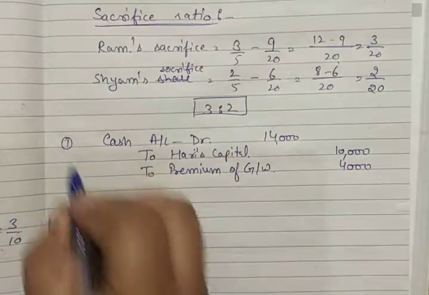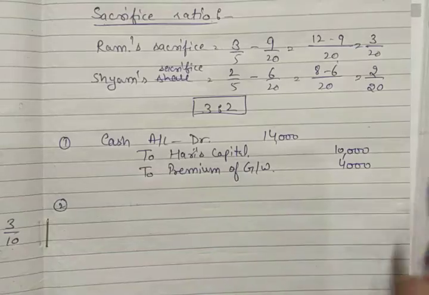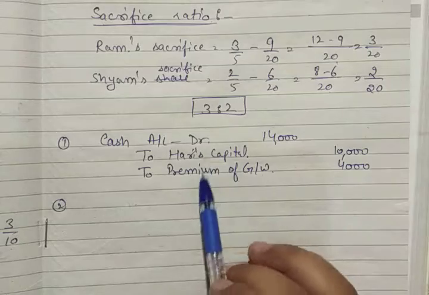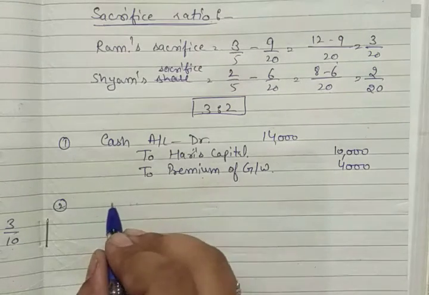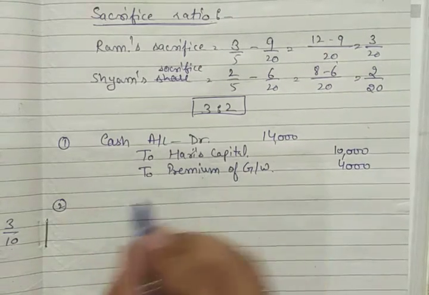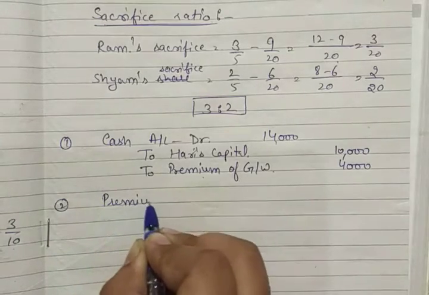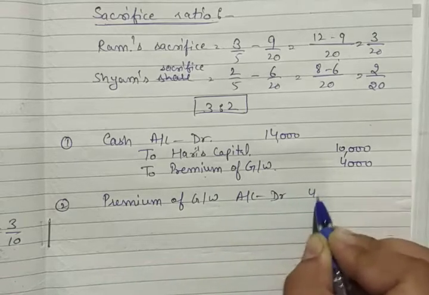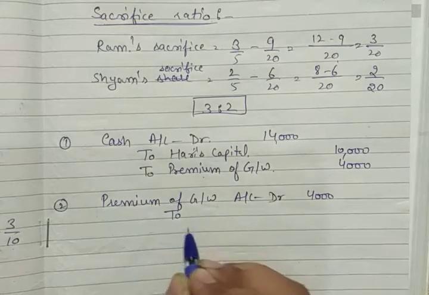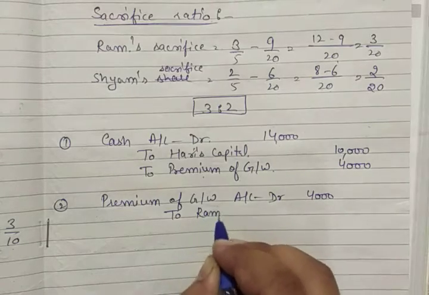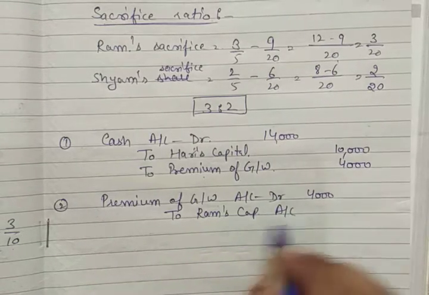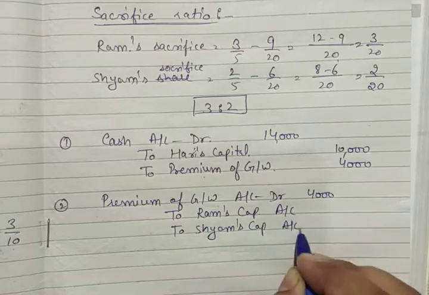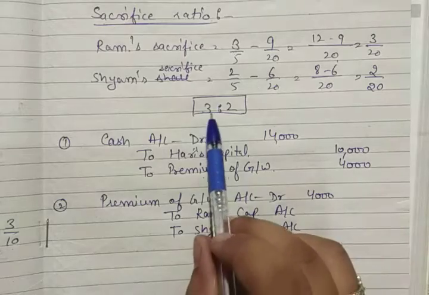The second will be, now we need to distribute the premium of goodwill between the old partners in sacrificing ratio, because this is what Hari will pay for their sacrifice. So this will be debited because we have to clear this account. Premium of goodwill will be debited with 4,000 rupees, and this will be given to Ram and Shyam in their sacrificing ratio. So I will write here to Ram's capital account, to Shyam's capital account. And Ram's capital account, it will go in the ratio 3:2.